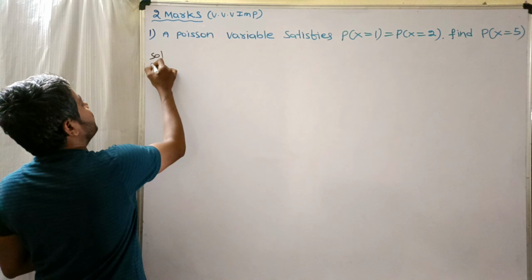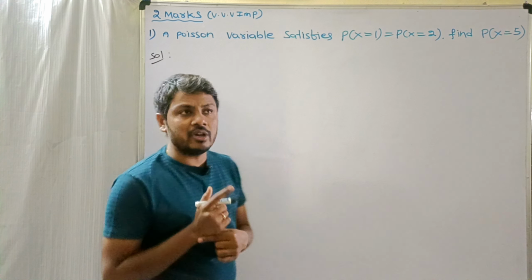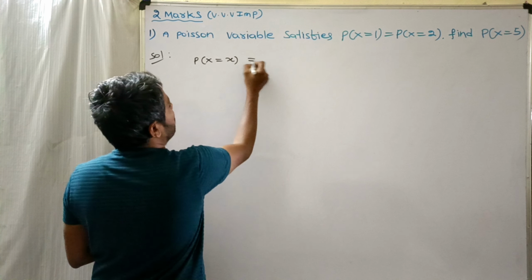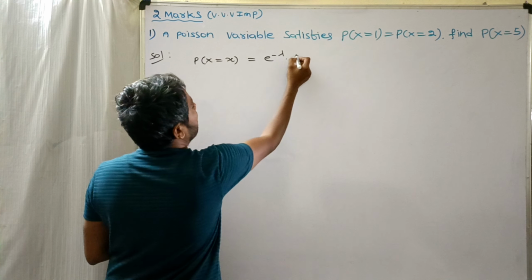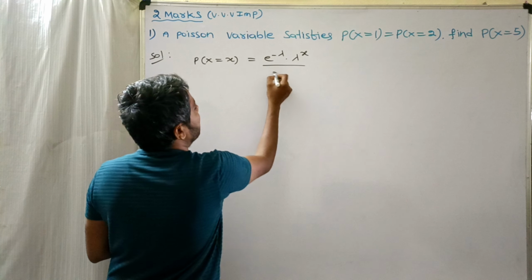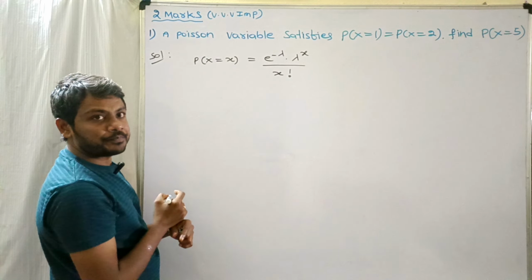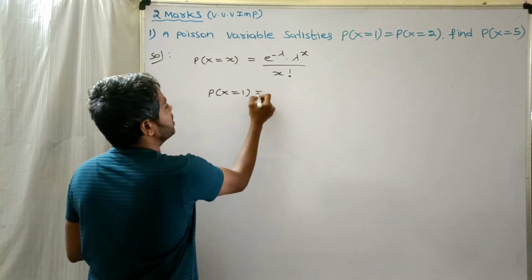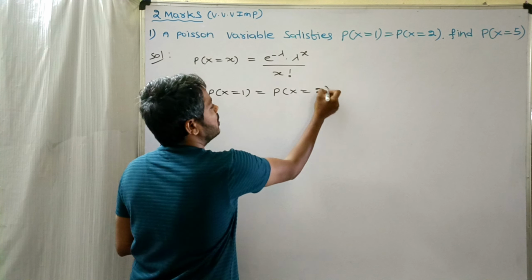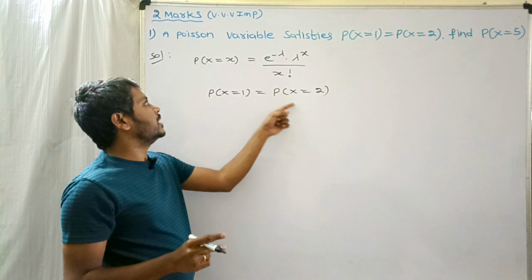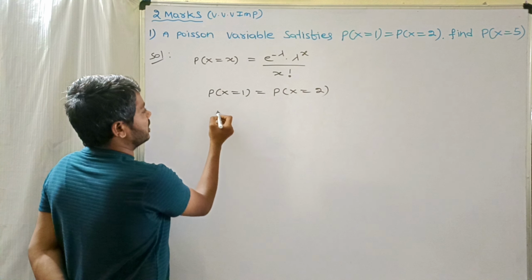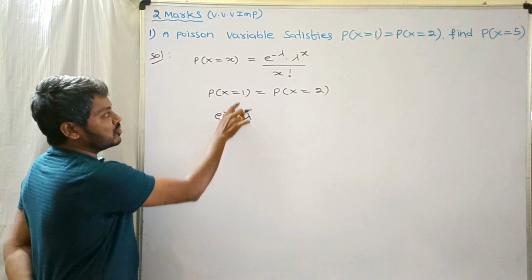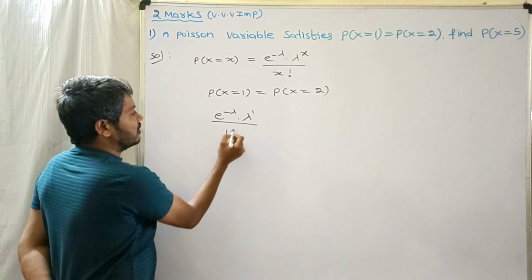See the solution. We know the Poisson distribution formula, that is P(X=x) is equal to e power minus lambda into lambda power x divided by x factorial. But here given P(X=1) is equal to P(X=2). So you can replace x by 1 and 2 in the equation. So here what will you get? e power minus lambda into lambda power 1, which is divided by 1 factorial.